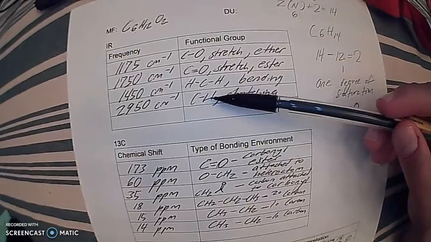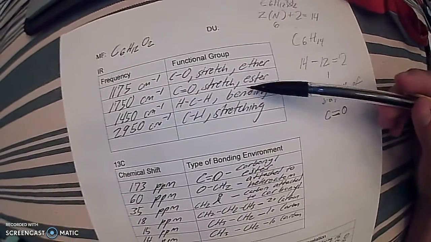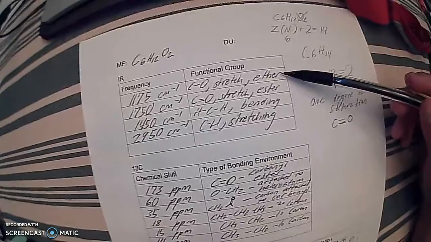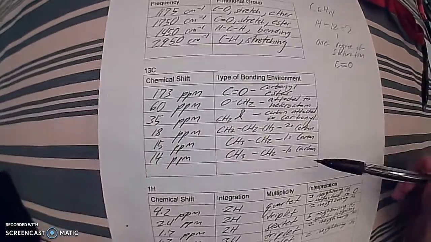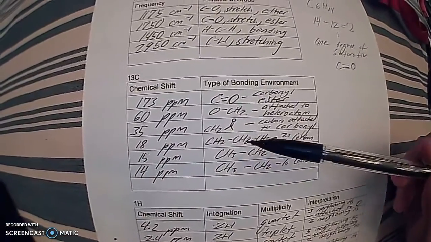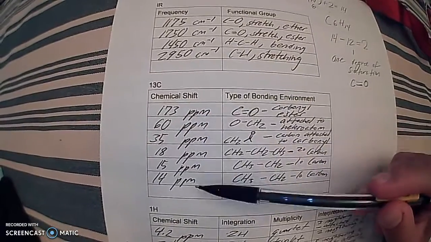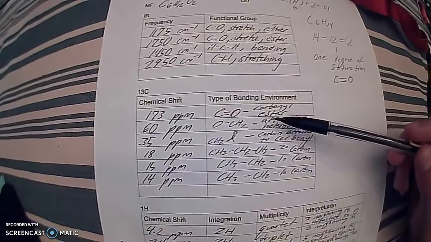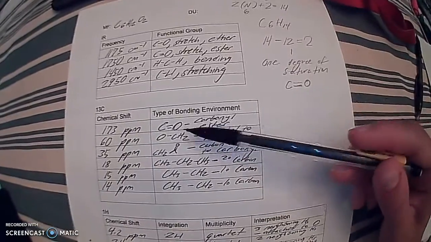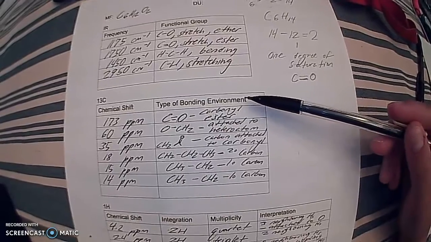And the carbon-hydrogen, and just the same thing that we talked about: stretch here, bending here, stretching here, identifying an ether here and an ester here. Moving down into the carbon-13 nuclear magnetic resonance, we just pulled the parts per million that we were looking at, the peaks on the spectral depiction, and then just giving some more information about the type of bonding environment.